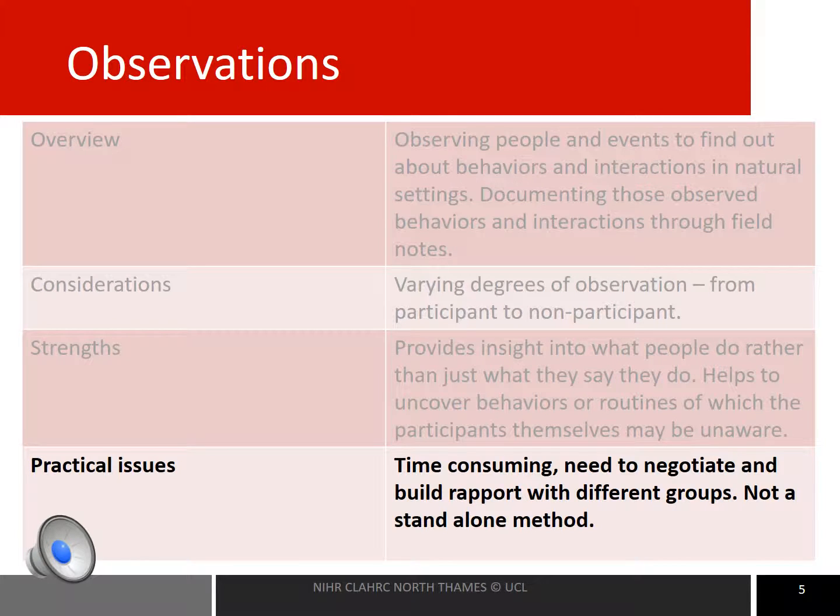As with any research, there are a number of practical issues. Observations are not a standalone method. They're usually conducted alongside other research methods such as interviews and focus groups, sometimes surveys. If they're part of an ethnographic study, then you'd need to seek out any documentation and to look more in depth at the historical and political context in which the research is situated.